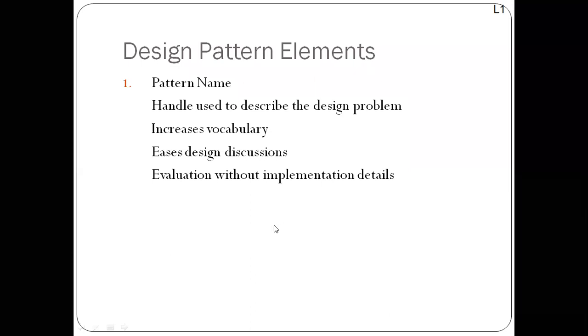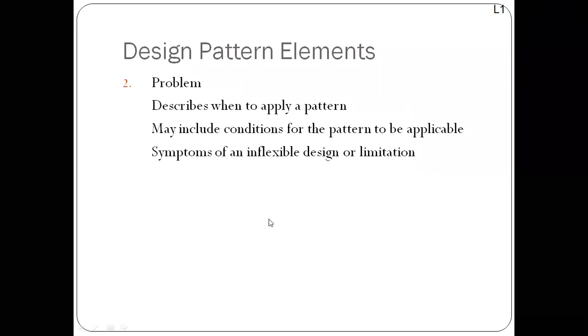Coming to the second one, what is the second one here? Problem. This is the second element of a pattern. In this element, we describe when to apply a pattern, when we are going to apply some design. It may include conditions for the pattern to be applicable, and also symptoms of inflexible designs or limitations. So it will describe a problem. What is the problem? And are there any flexible solutions for this problem or not?